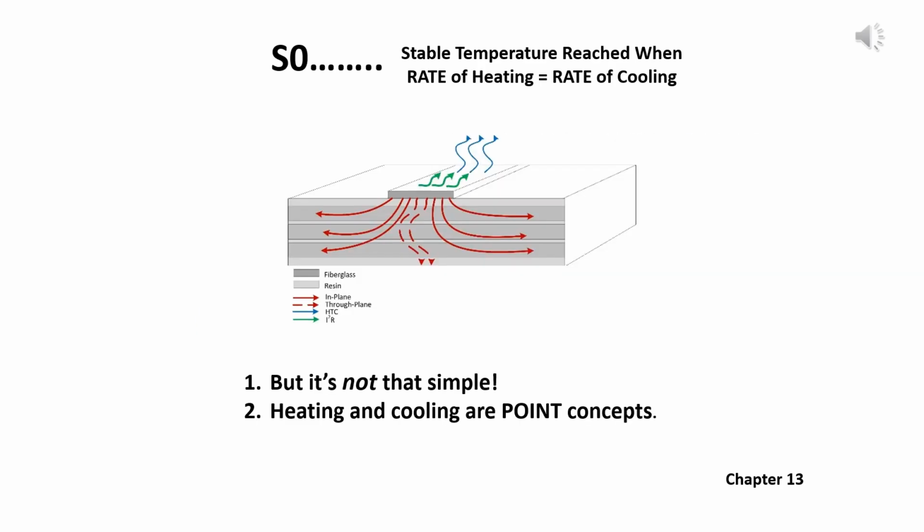So, although a stable temperature is reached when the rate of heating equals the rate of cooling, it's really not that simple. Heating and cooling are point concepts. Resistivity is a point concept. Thermal conductivity is a point concept. Thickness is a point concept. Therefore, temperature itself is a point concept.